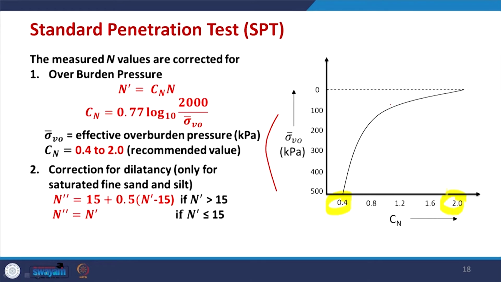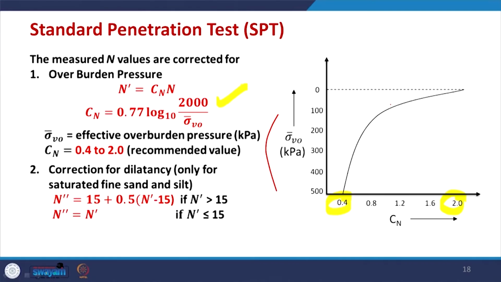maximum value is 2. So, while using this formula we need to be careful that the recommended value is minimum 0.4 and maximum 2, irrespective of whatever you get from this formula. Once Cn is decided, then using this relation you can apply the correction for overburden.